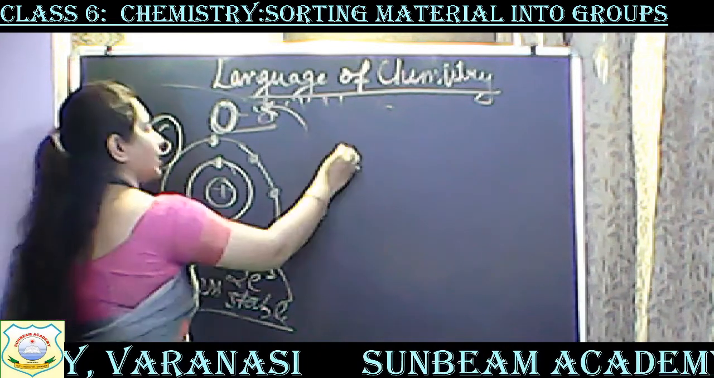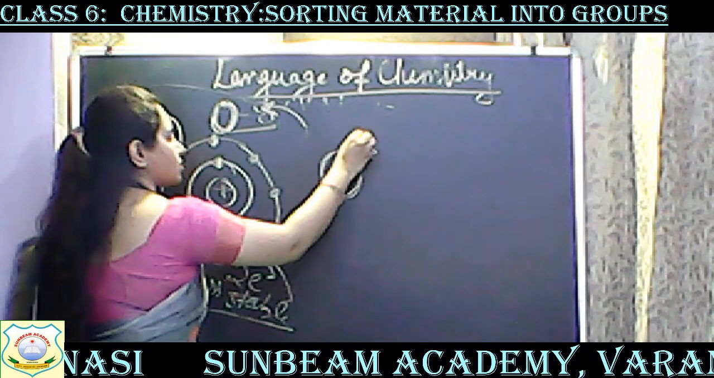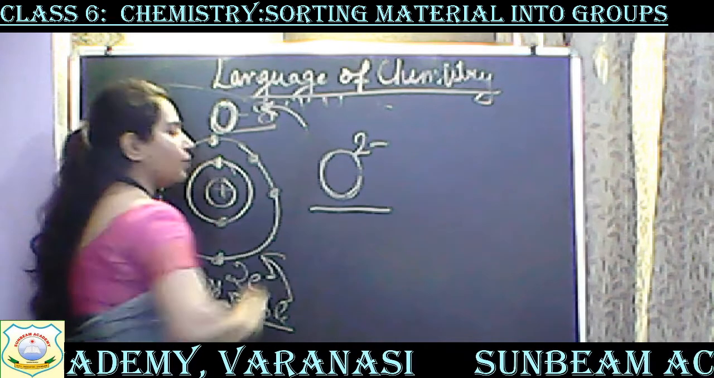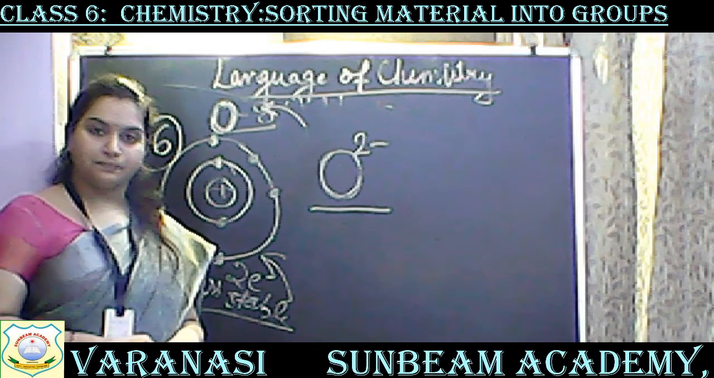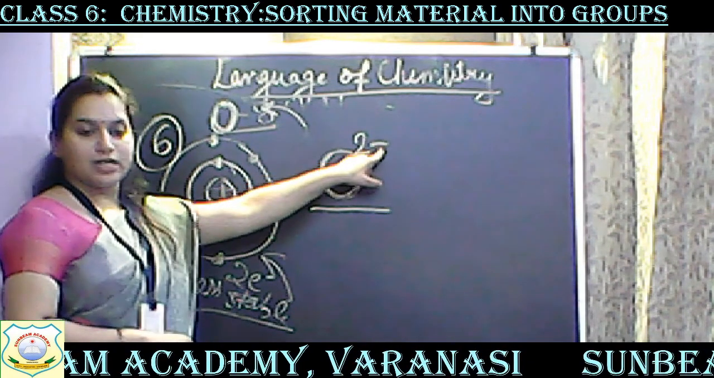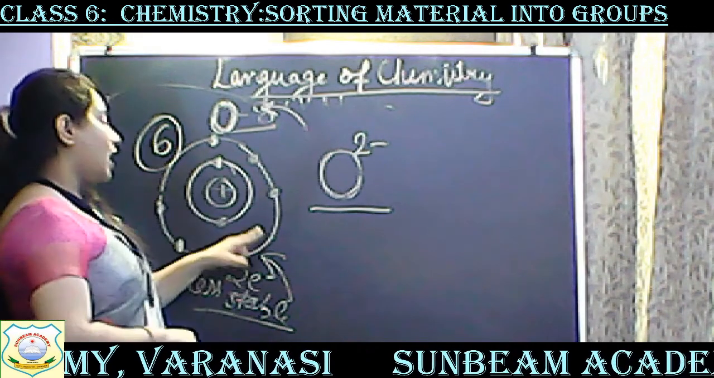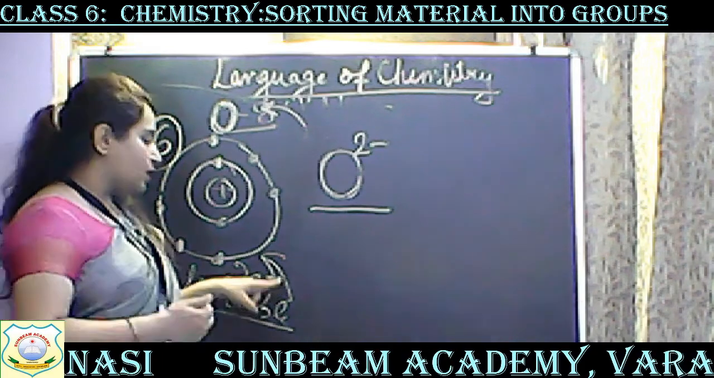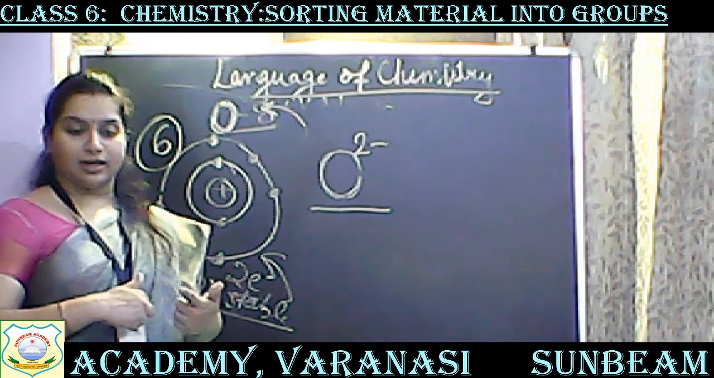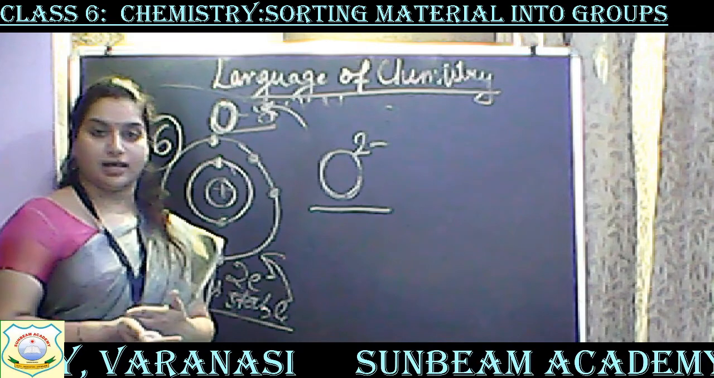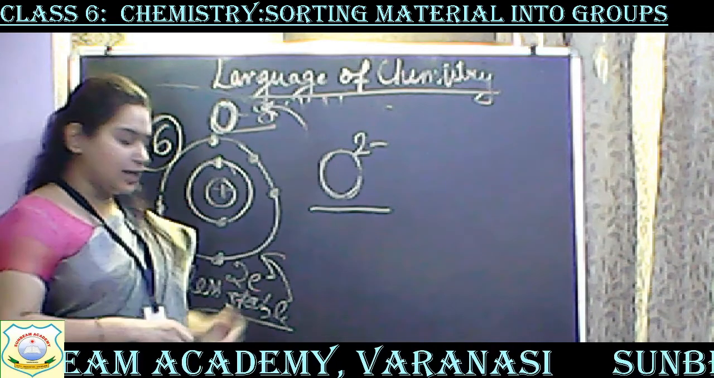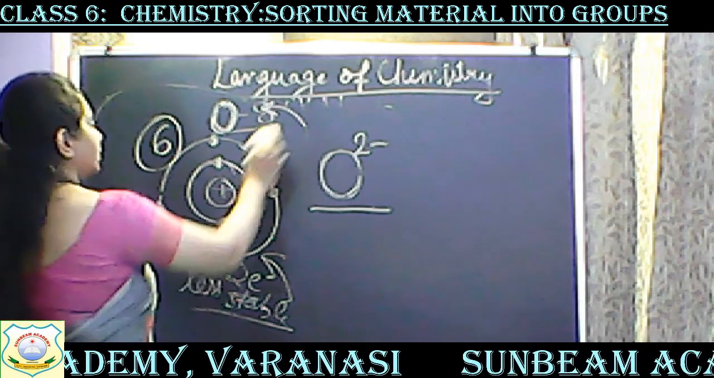To complete the octet, it requires 2 electrons. So this is oxygen, this is 2 minus. Got it? We write it like this: O2 minus. Clear? Are you getting this point, children? So what charge has come on it? A negative charge. Why? Because we are adding 2 electrons to it. If we are adding electrons, that is, adding negative charge to something, then a negative sign will come on it. Okay? So this is negative.